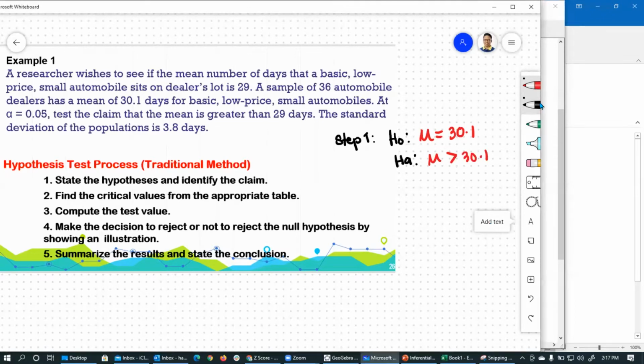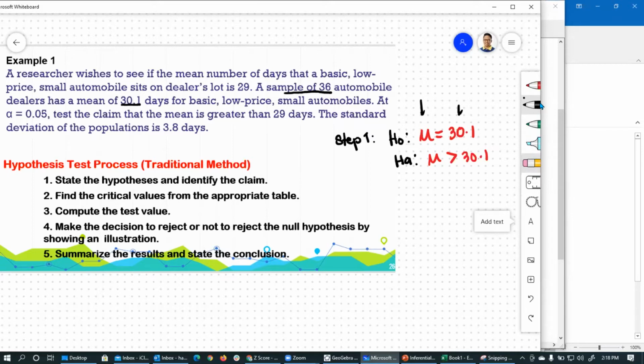Now, when we say mu, guys, remember that mu is a symbol for the population mean, right? Now, this 30.1 is the mean right after the researcher picked a sample of 36 automobile dealers. With that being said, that 30.01, guys, is not a population mean, but a sample mean. Clear?